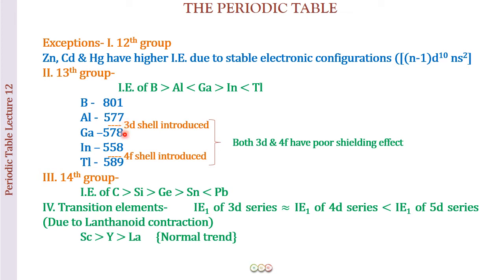And why is it so? Again, because of the introduction of the 3d shell before gallium, and the 3d electrons have a poor shielding effect. Similarly, indium and thallium have almost similar values of ionization enthalpy, in fact, thallium having a higher value. Why is it so? Because of the incoming of the 4f shell.